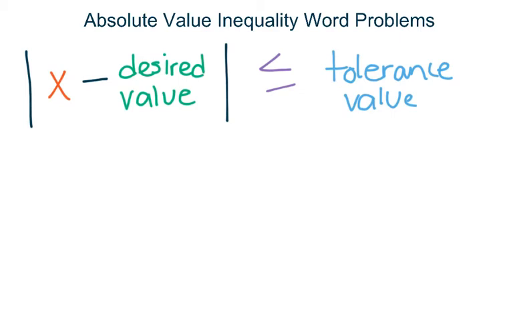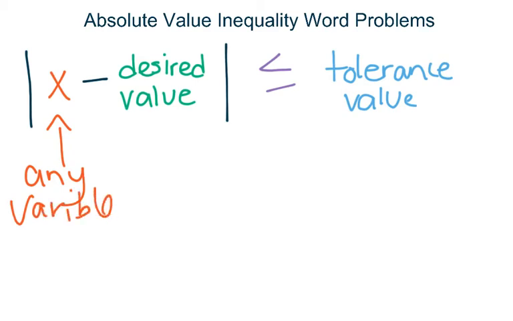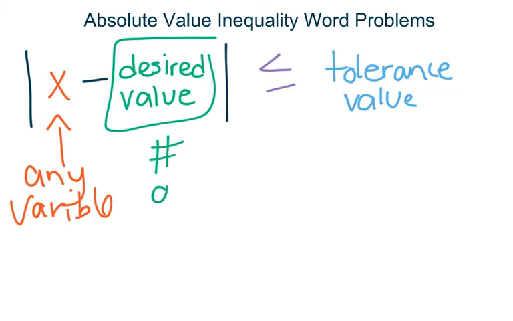So this is what it looks like. You're going to have absolute value bars. This can be any variable. It's whatever you're talking about in the problem. This next part over here, that's a number. That's your desired value. That's like what you want the average to be.